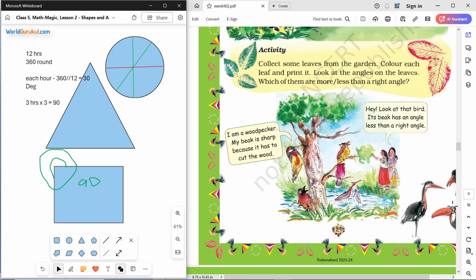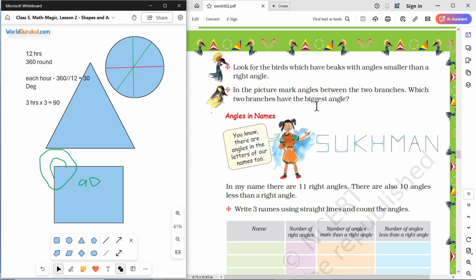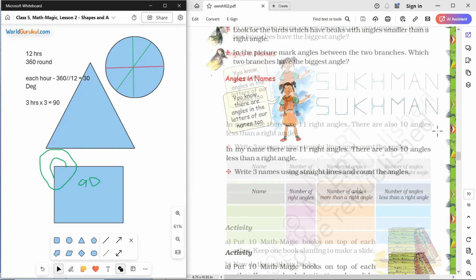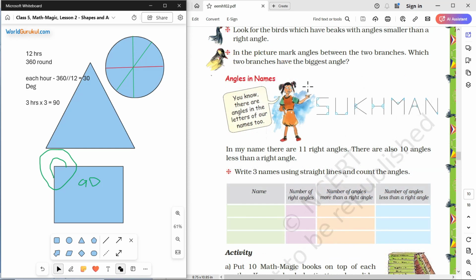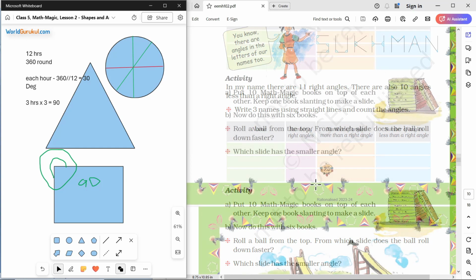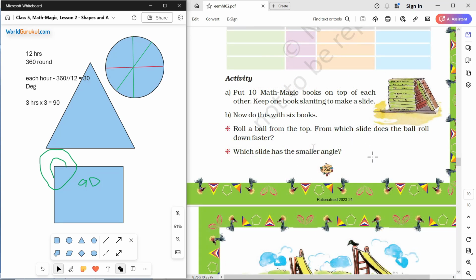You see these birds, beaks, they're all having a definite structure, definite shape, definite angle, right? With the building blocks or the matchsticks you have, you can form the names and check for the angles. And with the sticks and building blocks you can form the names. You can count the number of right angles you may have in each of your names, right? So this is a small activity.